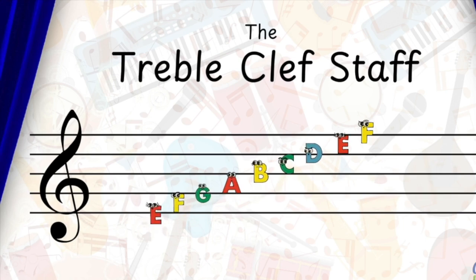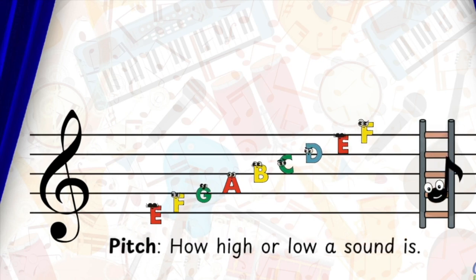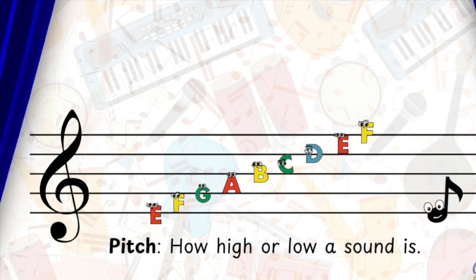Another way to think of the staff is as a ladder. Notes can go up or down the ladder. The higher the note, the higher the pitch. The lower the note, the lower the pitch. Pitch is how high or low a sound is.